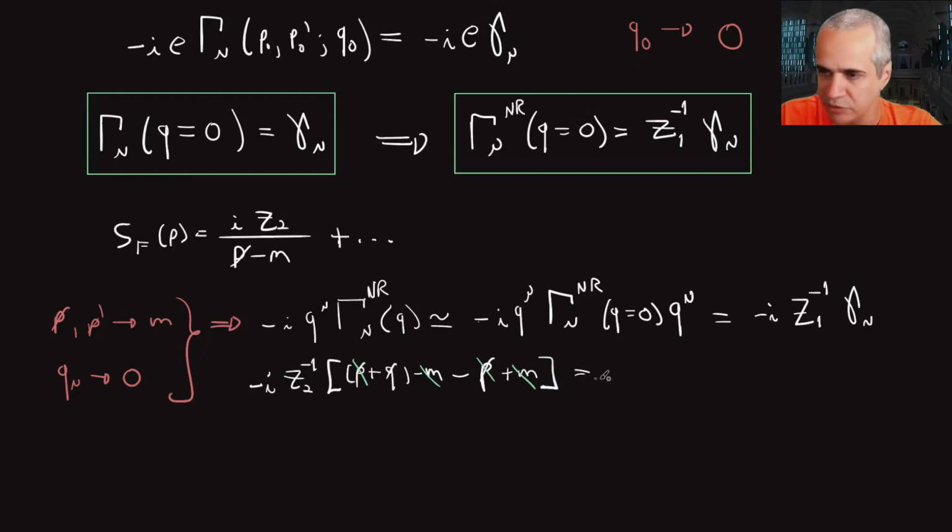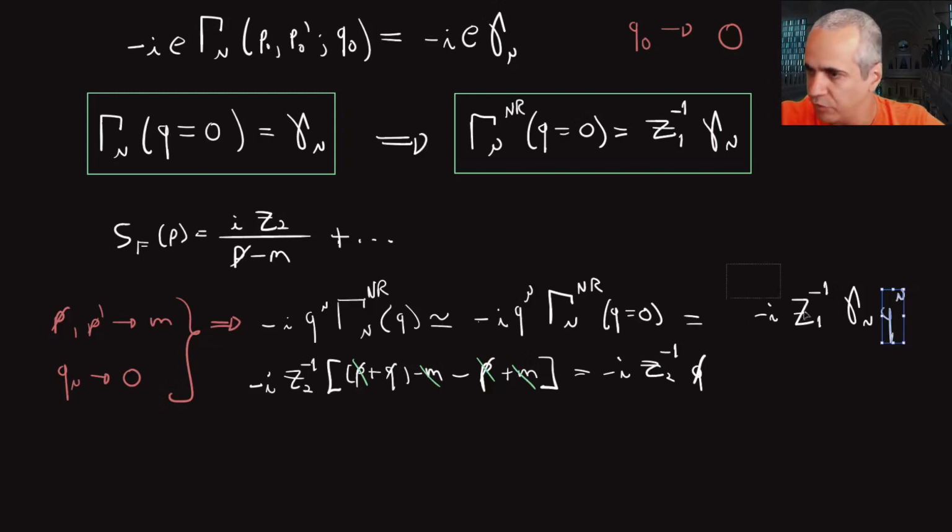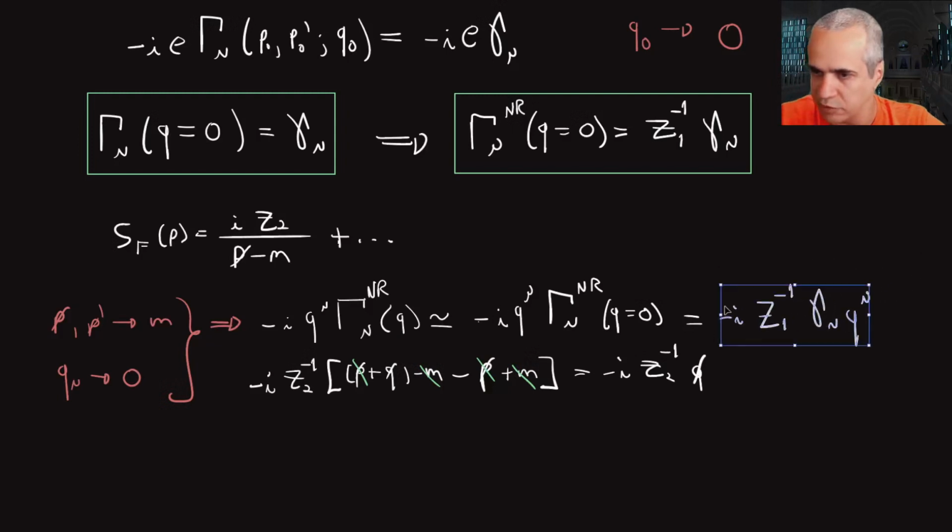So this becomes just minus i Z2^{-1} q-slash, right? So I forgot a q_mu here. Yeah, this q_mu is wrong here. Sorry about that. The q_mu should be here, right? It was multiplying everything. Let me put it in, otherwise this sign will be confusing, right? So there was a little mistake here.